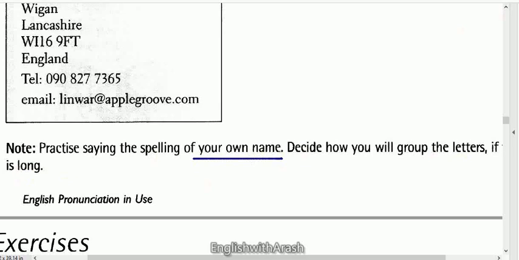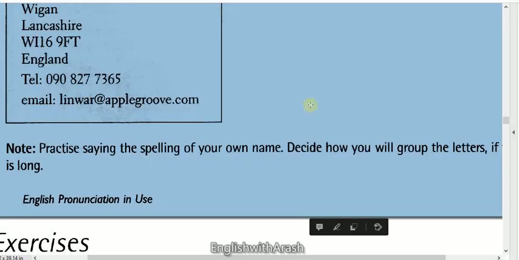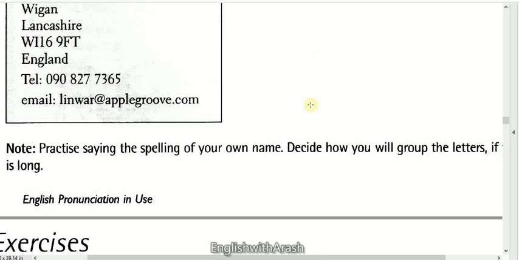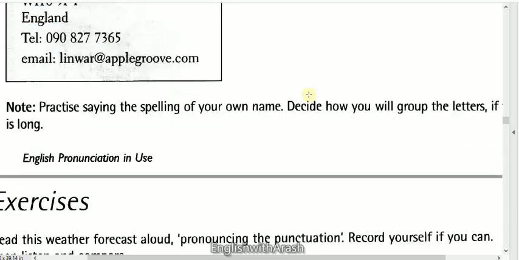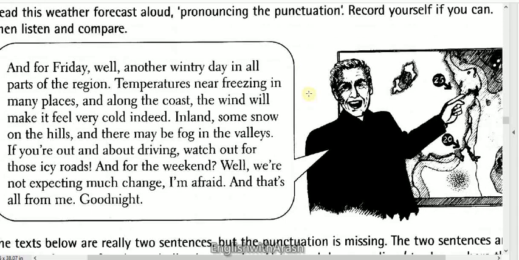Try to do it. For example, I'm Arash Rahmati. That's A-R-A-S-H. A little pause for my last name. R-A-H-M-A-T-I. So I make the pause. This way I actually sound more natural, and I sound much easier to understand. And that's really important. So let's go to the exercise.